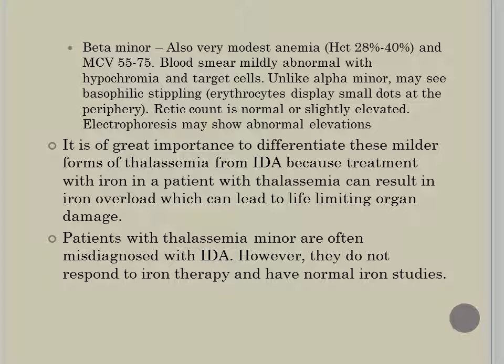So it's really important to differentiate these milder forms from IDA, because the treatment with iron in a patient with thalassemia can result in iron overload, which leads to life-limiting organ damage. So you have to be very cautious and make sure that you're diagnosing them appropriately. And the patients that do have thalassemia minor are often misdiagnosed with IDA, but they don't respond to the iron therapy, and they have those normal iron stores.